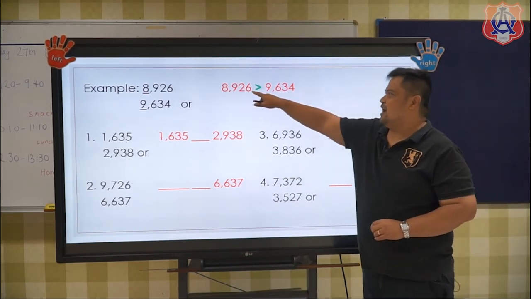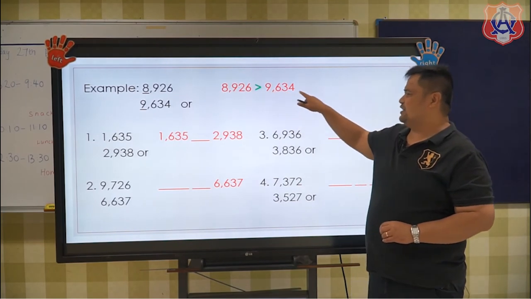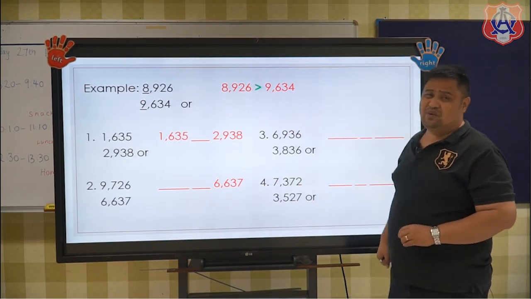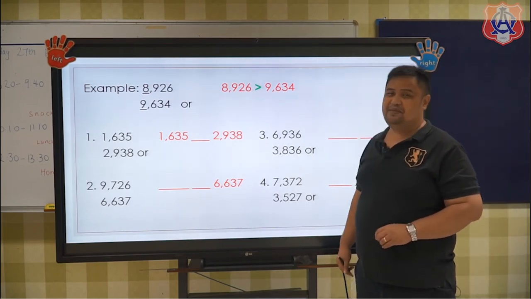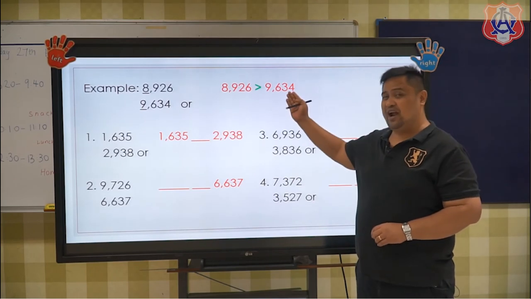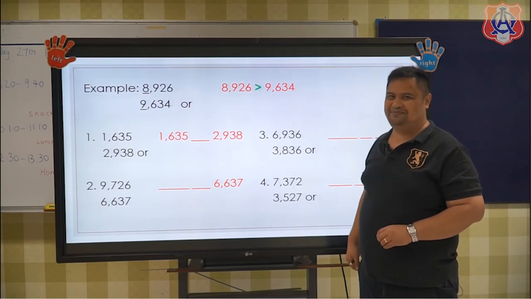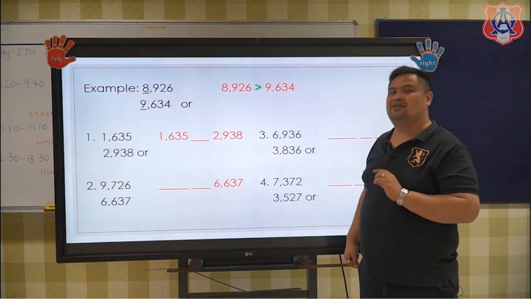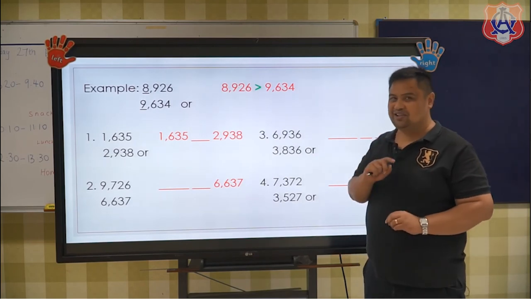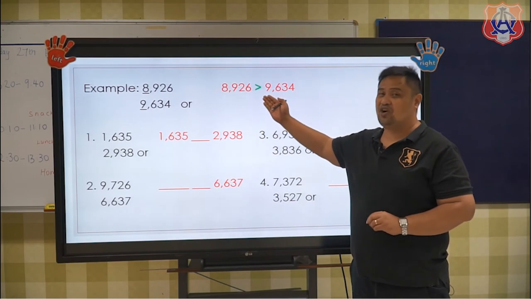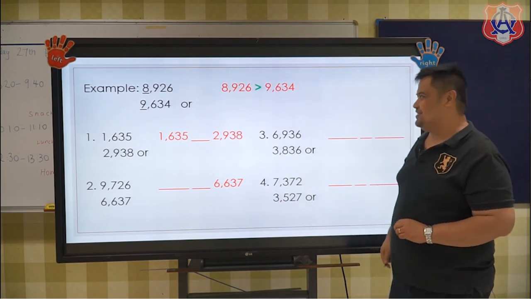So this is 8,926 or 9,634. Which one is bigger? Which one is lesser? This is something that you have to think about. If this is correct, you tell me on our next session. If this is wrong, you also tell me. Because remember, the bigger the number, it is going to be eaten by a crocodile. Now, I want you to ask your mom or your dad if this is correct. I'm going to tell you the answer once we see each other.